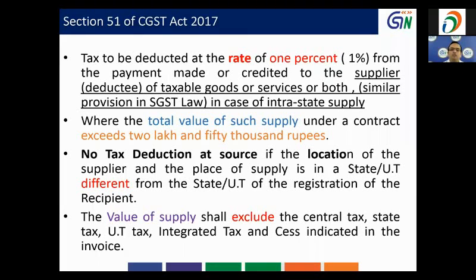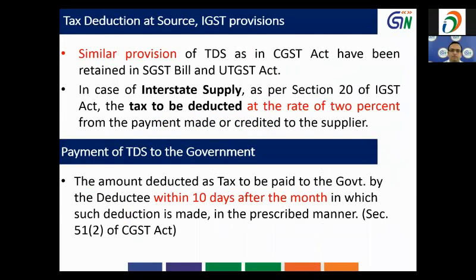So the value of supply, if you see the last point, excludes any central tax, state tax, UT tax, integrated tax, and cess indicated in the invoice. So this amount has to be excluded. When we have excluded all this amount, then whatever is the value of the supply, we have to deduct 2% of the tax from that value, and we have to credit this to the government. So that's what section 51 of the CGST Act says.